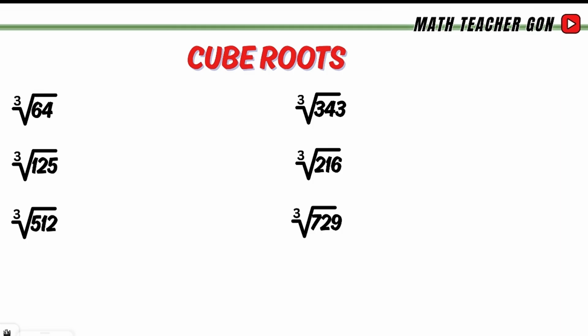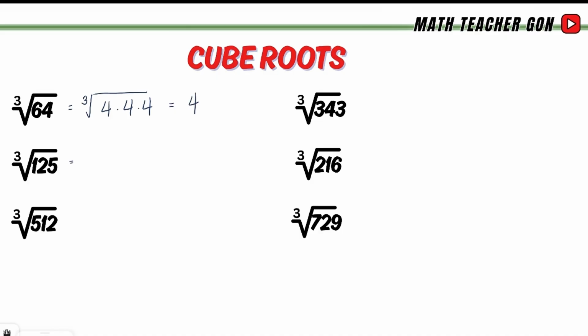Help me in answering the following. So we have here the cube root of 64. So again, let's think of a number that when you multiply by itself 3 times, the result is 64. So that is 4 times 4 times 4. So the cube root of 64 is equal to 4.